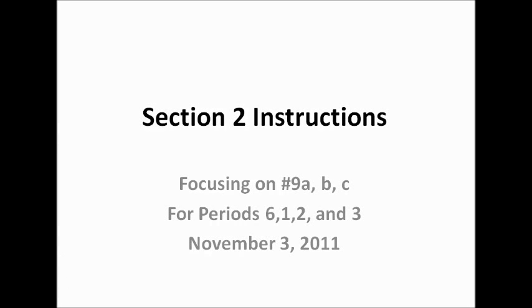Hello, Active Chemistry. This is Mr. Uy, and I'm going to teach you how to do the lab for Section 2, Elements and Their Properties. Today we're going to be focusing only on 9A, 9B, and 9C.